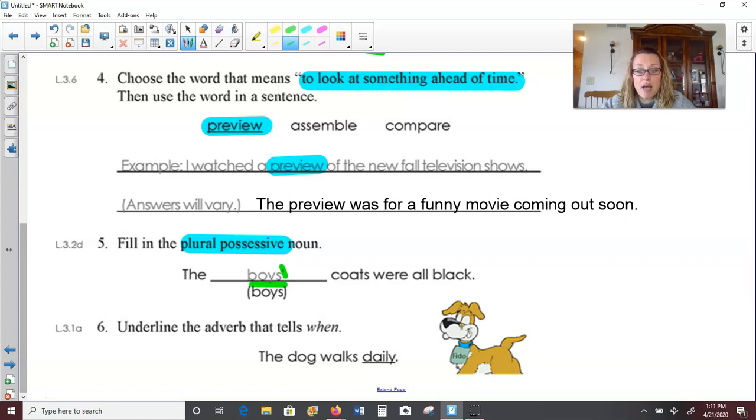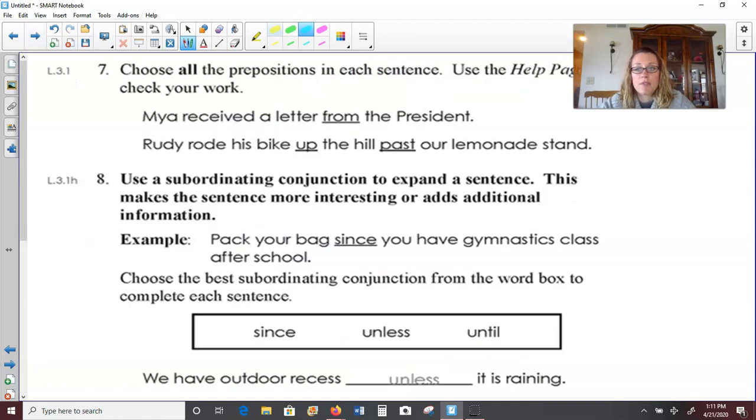Number 6, underline the adverb that tells when. Adverbs describe the action, and in this sentence, it's going to tell us when the action is happening. The dog walks daily. When does the dog walk? Daily. So that is our adverb. Okay, over to number 7.